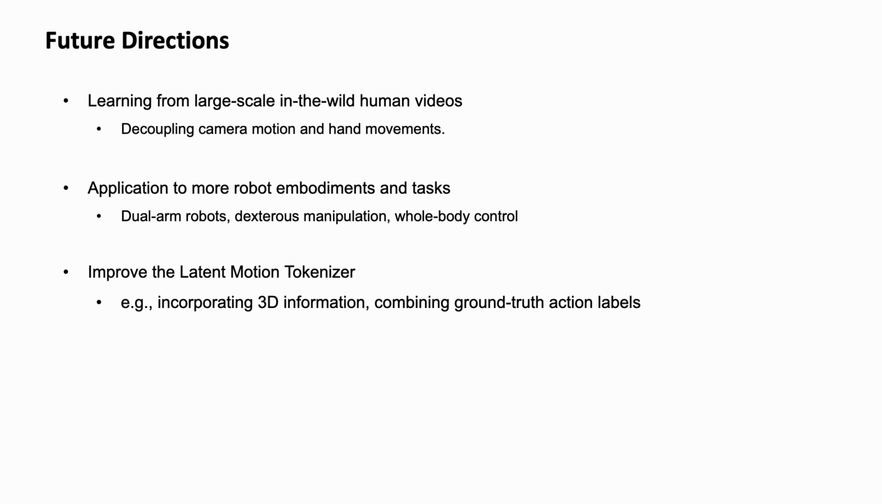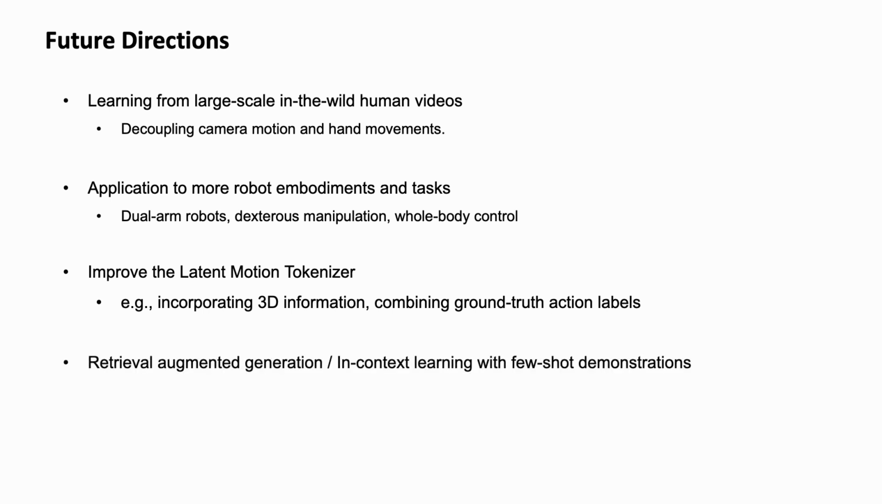It is also worth exploring to improve the latent motion tokenizer using auxiliary information, like incorporating 3D information, combining optional ground truth action labels for regularization. The latent motion tokens also enable other applications like retrieval augmented generation, in-context learning with visual demonstrations, and so on.